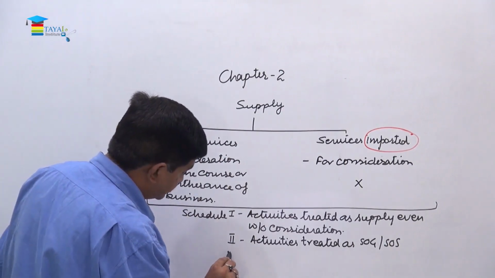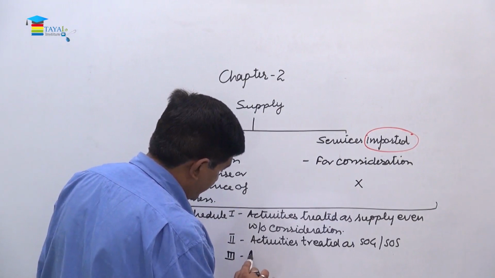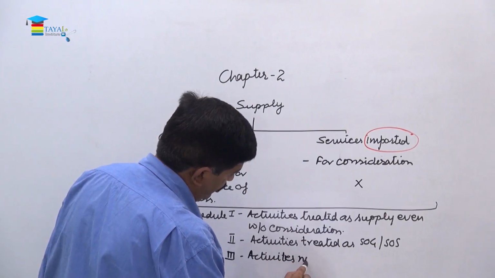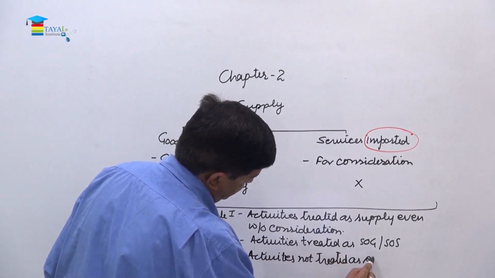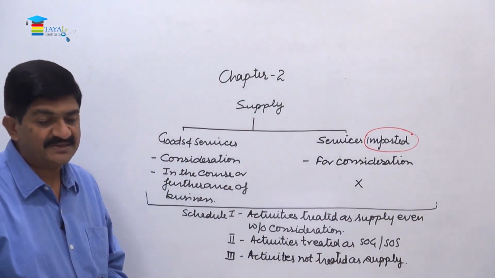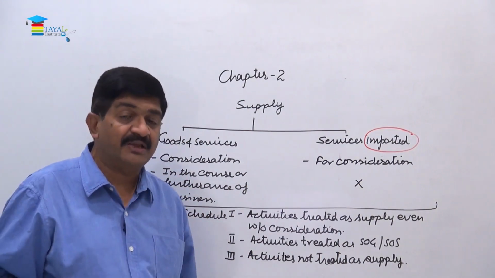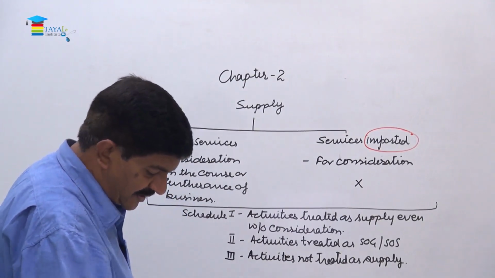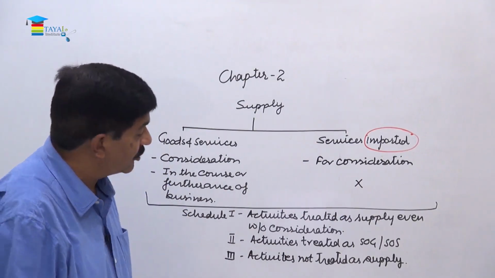Then we have Schedule 3. These are activities not treated as supply. So when those are not considered as supply, the question of taxability does not arise. Right. So this is in a nutshell, because the actual explanation I'll give you after the definition part. This is just a brief of what we are talking about in the definition portion. The next important definition is the term consideration, and that is under section 2 subsection 31.